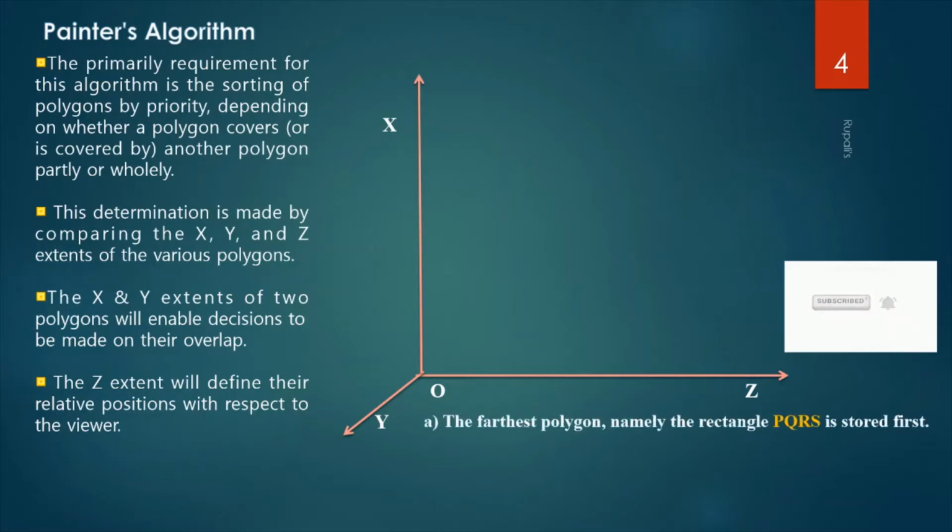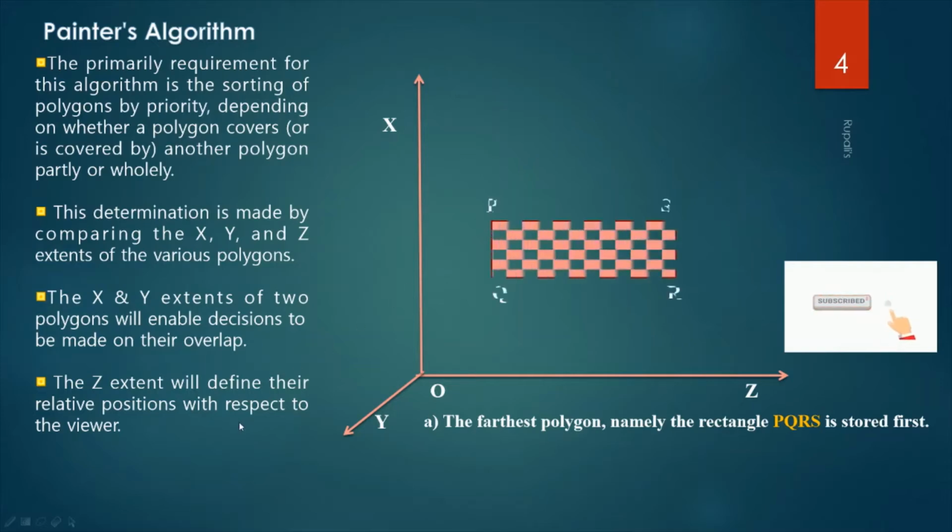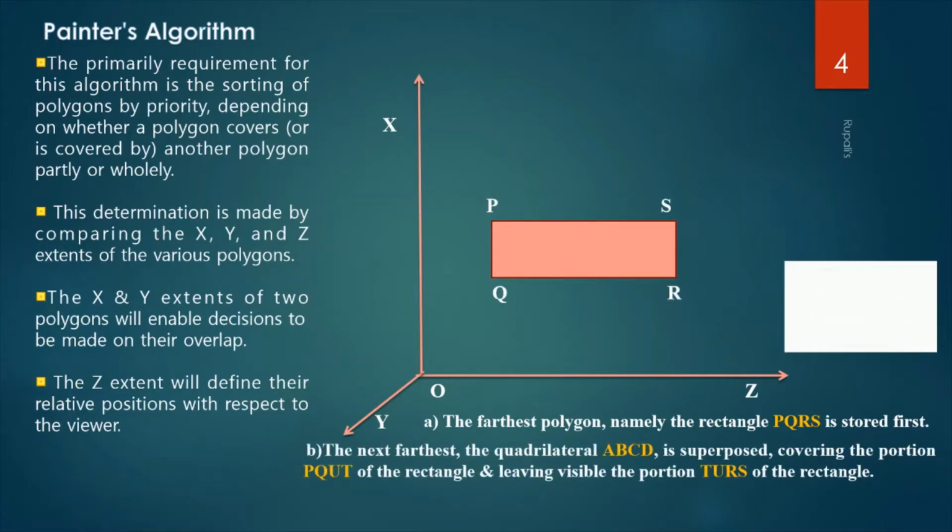See the figure. First, you have to draw the furthest polygon named PQRS. It is stored first. So, this is our PQRS polygon. Next furthest polygon, the quadrilateral ABCD comes. It is superposed, covering the portion PQUT of the rectangle and leaving visible the portion TUSR of the rectangle. So, this portion is visible and this portion is covered by ABCD. PQUT is covered by ABCD.